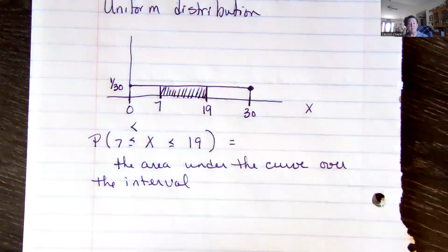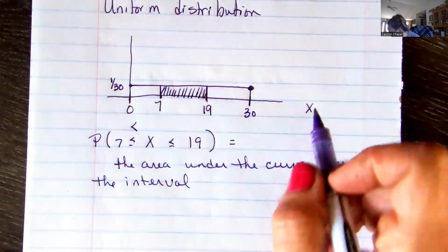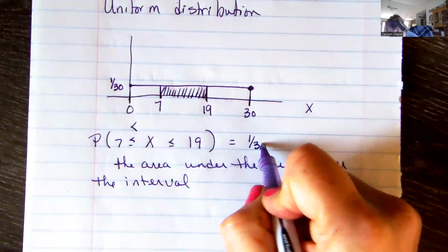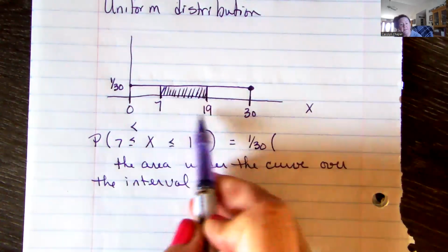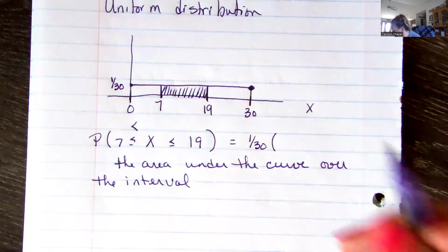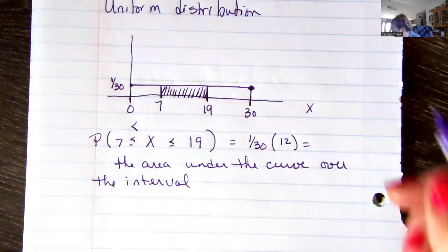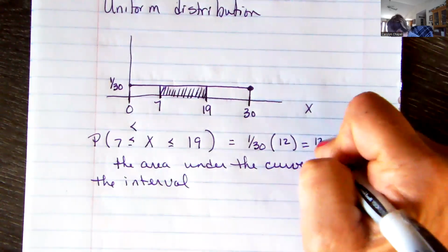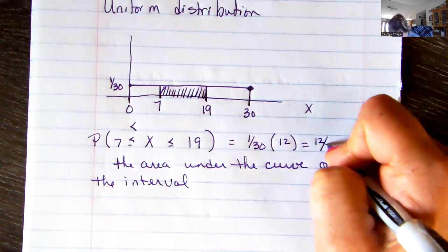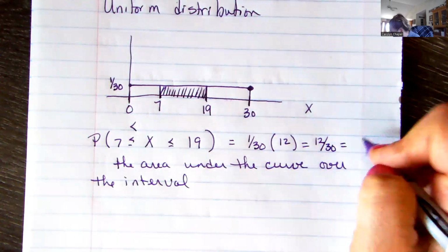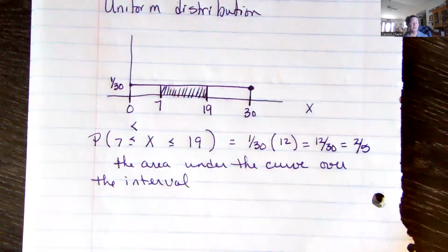So in the uniform situation, it's a rectangle. The rectangle has a height of 1/30, and its base is the distance from 7 to 19, which happens to be 12. So the probability that we get a value between 7 and 19 is 12/30, or 2/5. We could turn it into a decimal, we could write it as a fraction like I did here, or we could turn it into a percent.